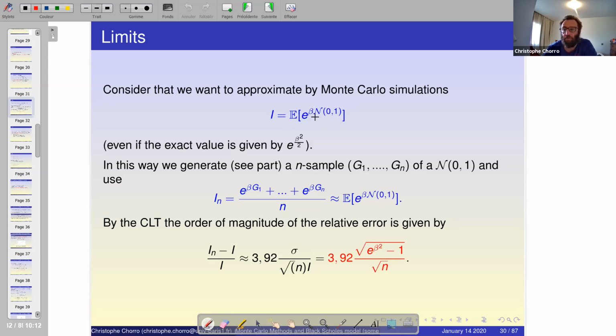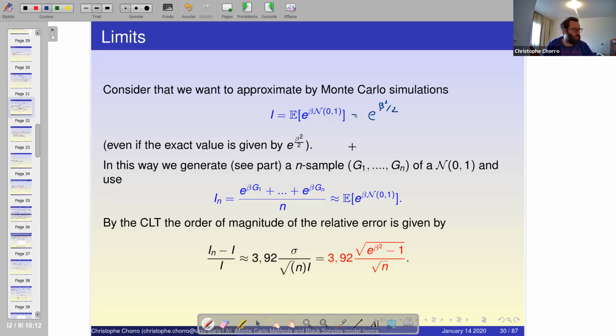I can do it because in my course of probability, I know the characteristic function of N(0,1), and in fact, the characteristic function of N(m, sigma squared). And I also know, as a byproduct, the moment generating function. So I know from my course of probability that this quantity, as I have written here, is simply equal to exponential of beta squared over 2.